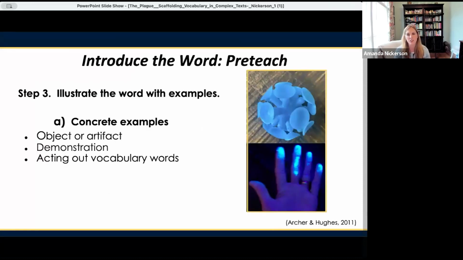But then I need to pre-teach the word. So I want to illustrate the word with examples. So I might use an object or an artifact, a demonstration. I might act out words. I might use that glow germ powder and put it on a ball that looks a little bit like a pathogen and have everybody review some concepts with me as I'm passing it around, or shake their hand as they're coming into the room and strategically show them under a little black light this concept of something being infectious, being spread very easily, and really uncover that concept of the fact that pathogens are invisible to the naked eye. We don't see them, but they're still spreading.